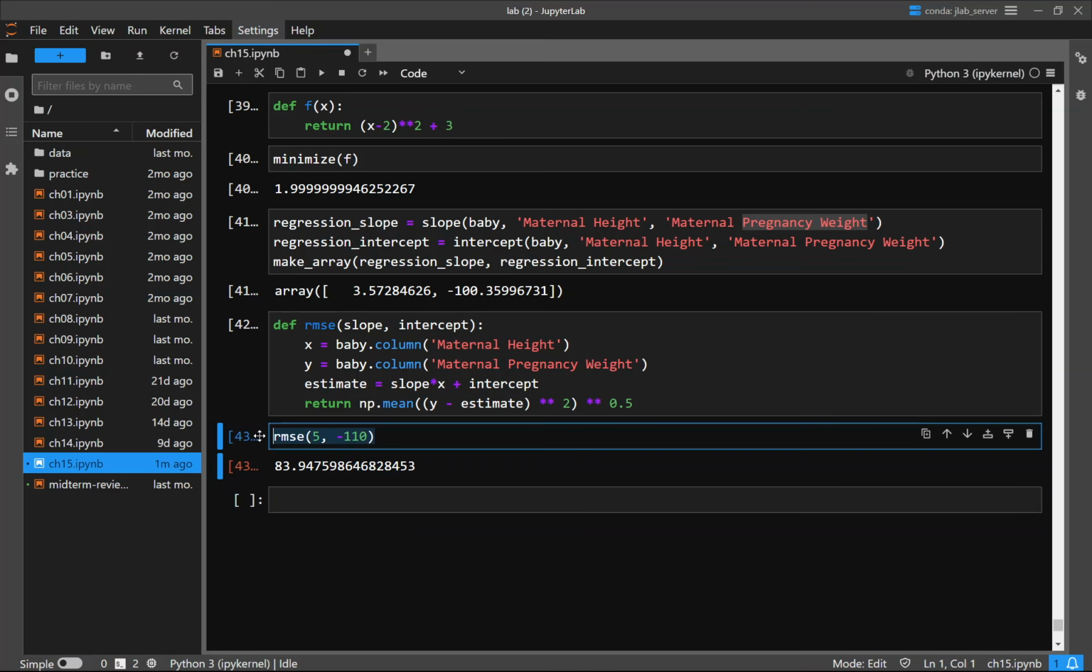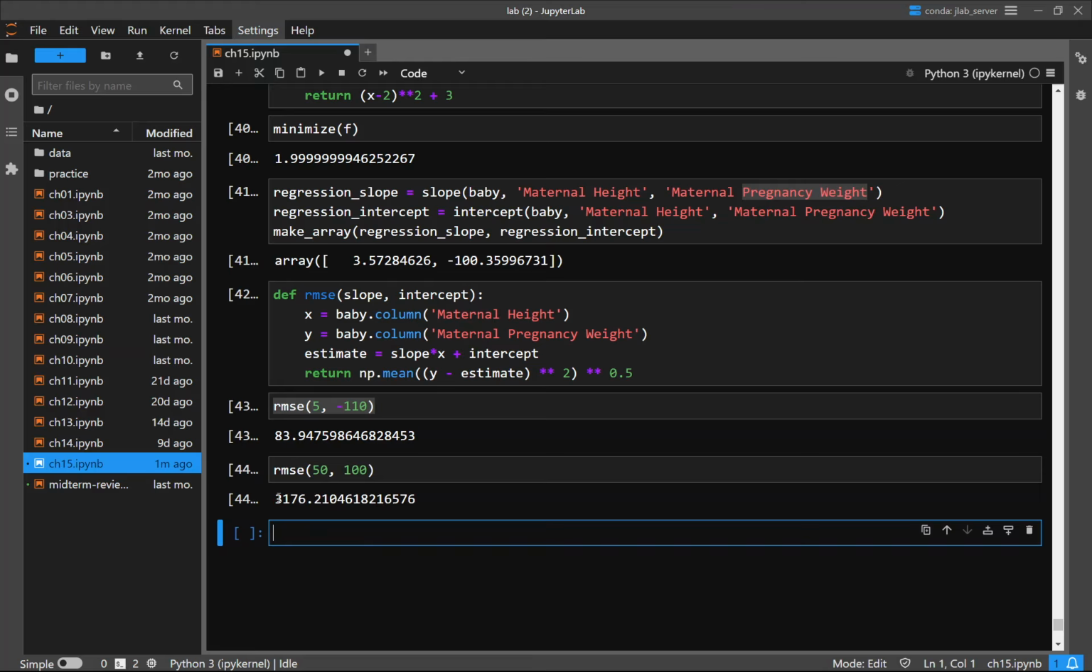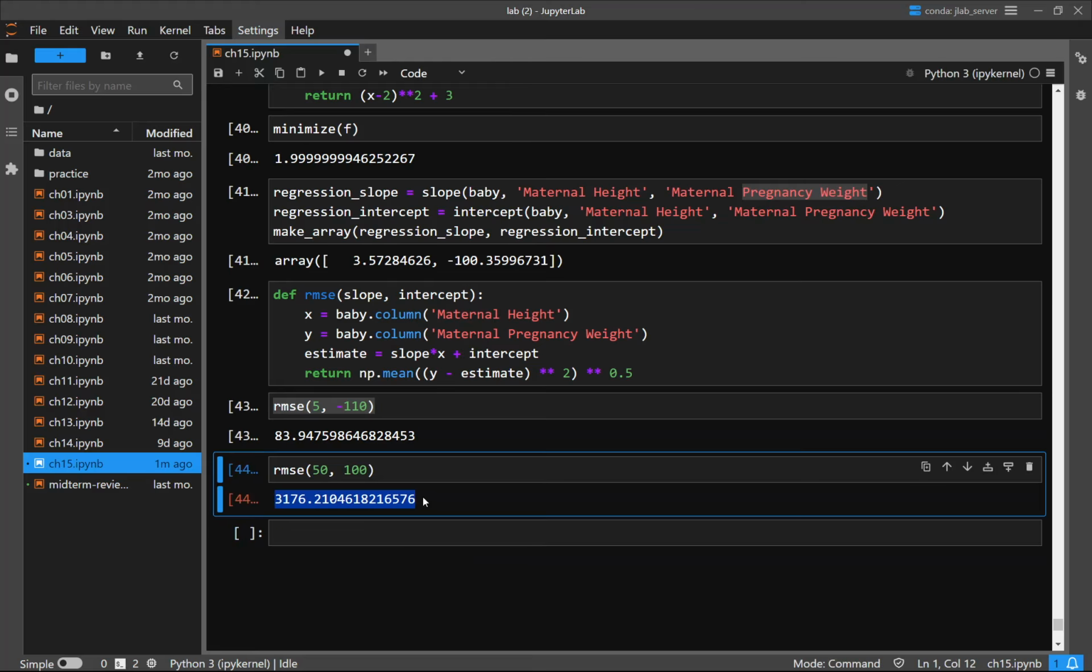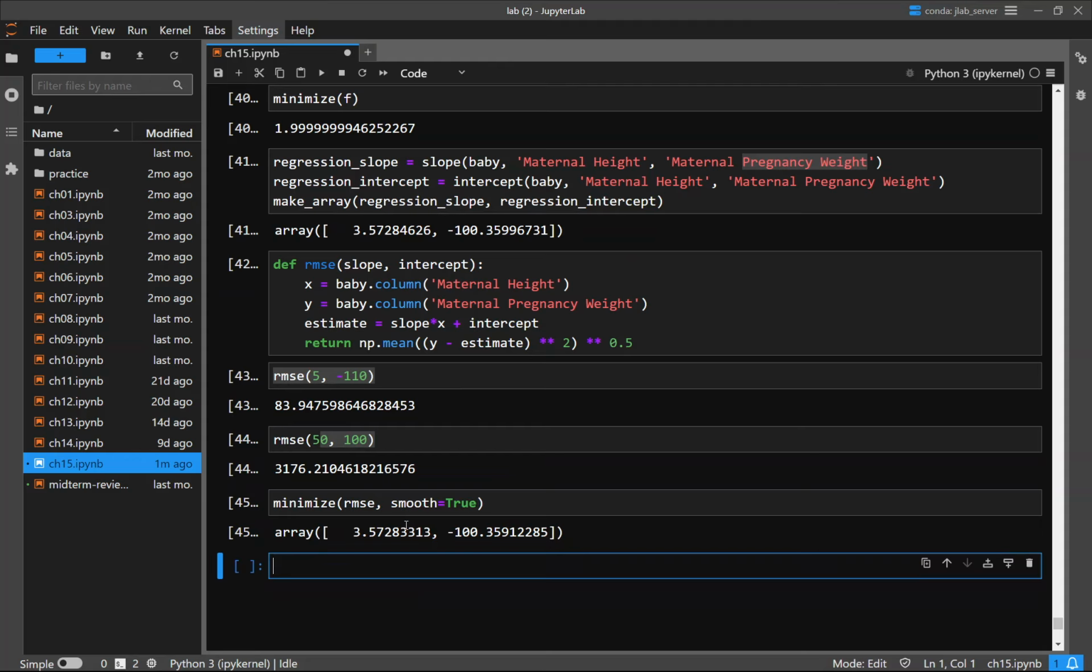You can give it different values. Like, all right, pretend that the slope is 50 and the intercept is 100. That's a horrible estimate. The root mean squared error is disgusting. That's not a good line to use to predict y values from our x values. Let's minimize it, though. Minimize RMSE. And I have to say smooth equals true to get it to do it right.